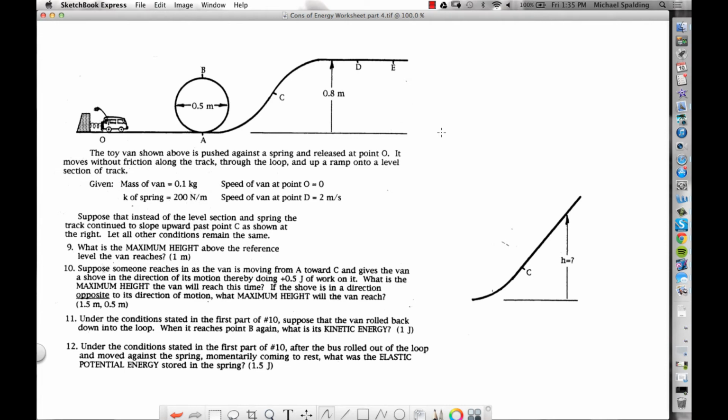Final 4 questions on this worksheet. So you'll be all solid on this. Okay, so now the worksheet says, suppose that instead of the level section and the springs, they're talking about instead of having this up here, what if we had this? So look, I'm just going to stick this in here. We're going to grab this, go like this. We'll just put that right in the diagram.